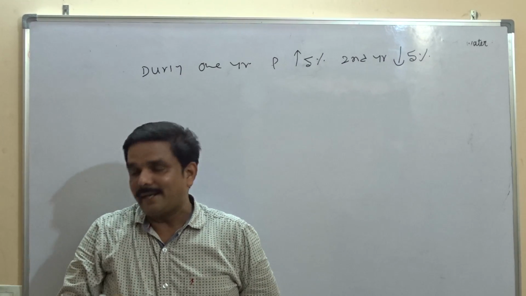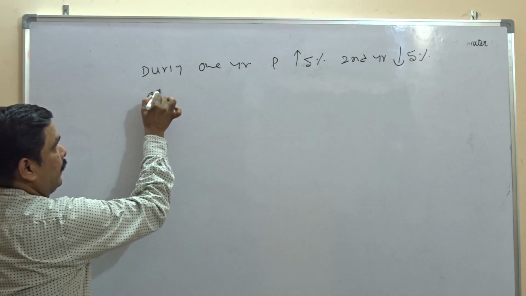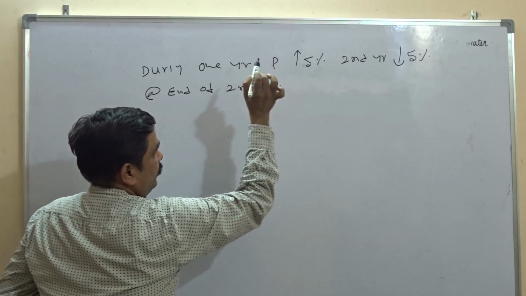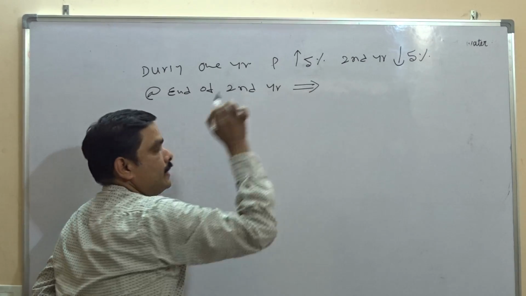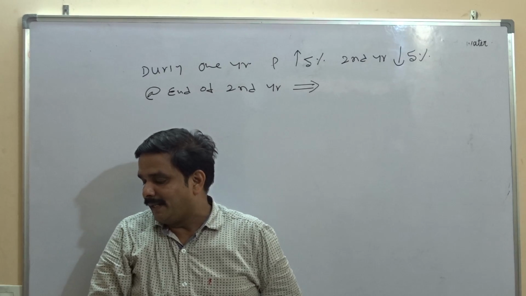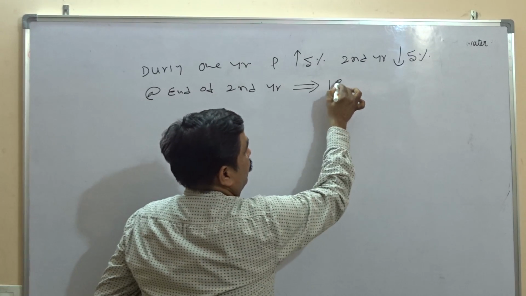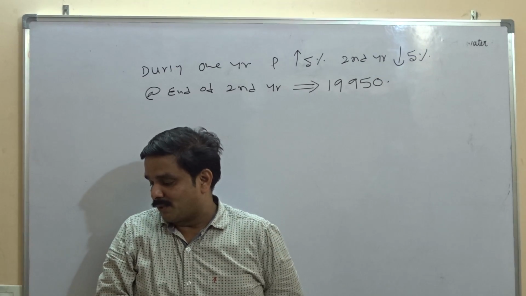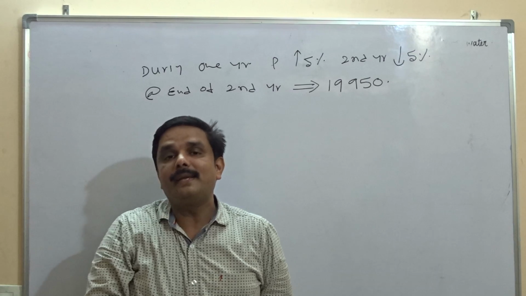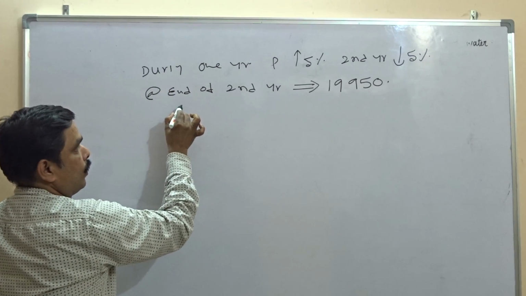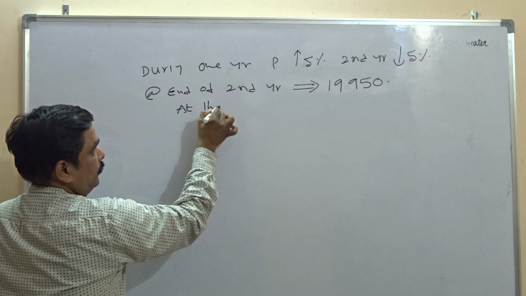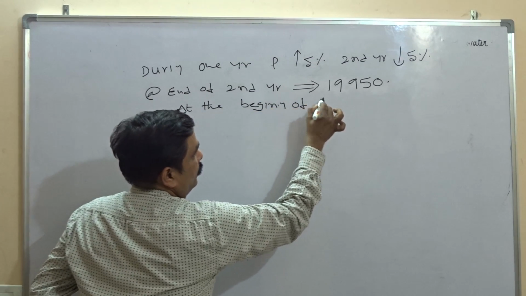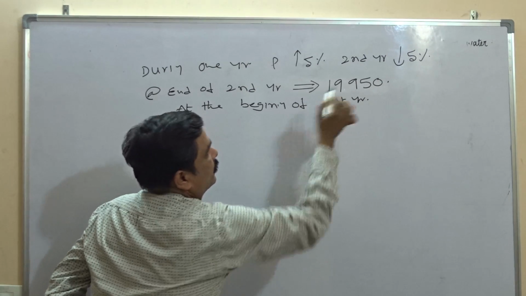If the population at the end of the second year, let us take a convenient figure, is 19,950. Now, they ask the question in this way. Find the population at the beginning of the first year. Then what was the population at the beginning of the first year is the question, right?